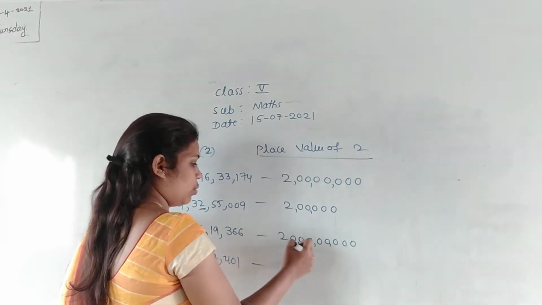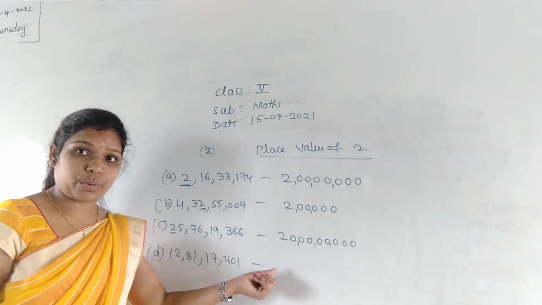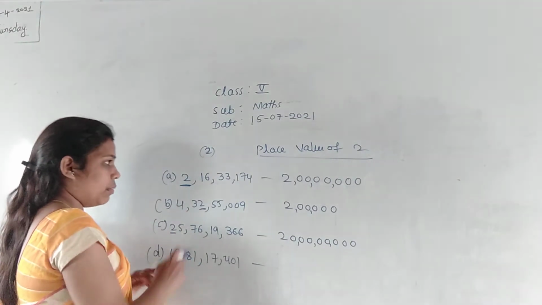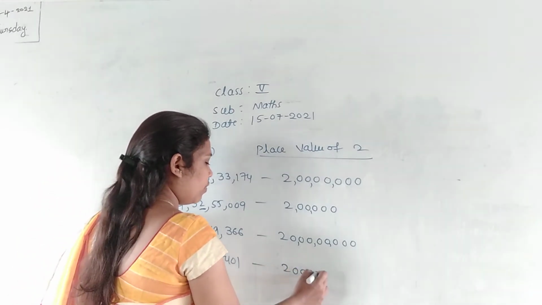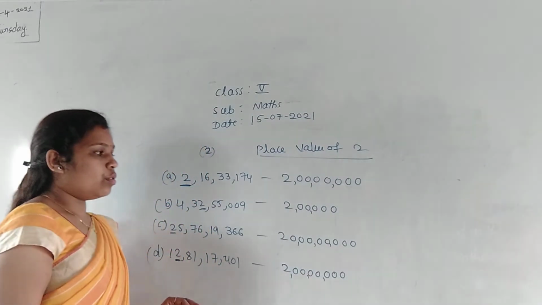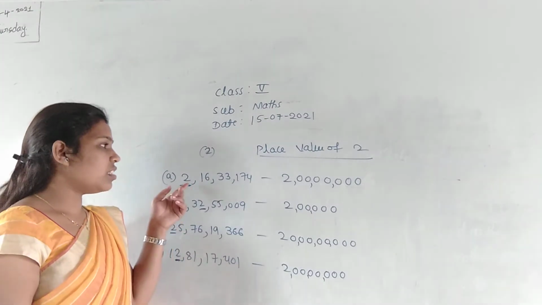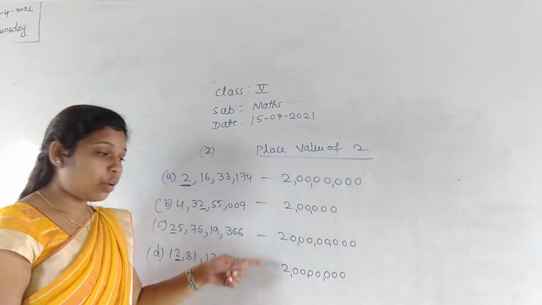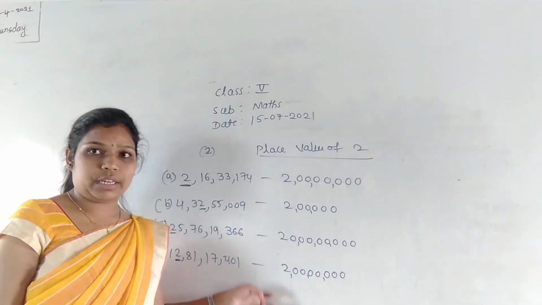Okay. So here the place value for 2 in this number is 20 crore. Okay. Next one, see here. Where is 2? We have it here, same as the first one. That will be 2 crore. For crore, we have to write 7 zeros. So these are the place values of 2. In the first number 2 crore, in the second number 2 lakh, in the third number 20 crore and in the fourth number 2 crore. This is the place value for 2 in the given numbers.